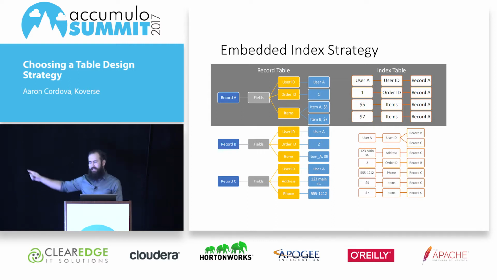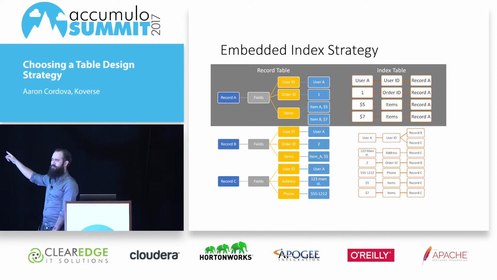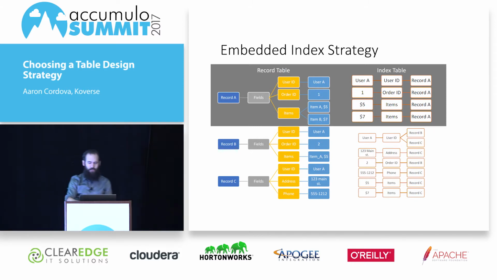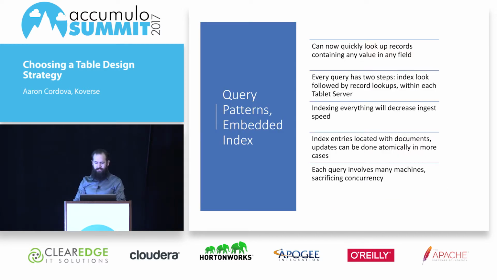Here, the index entries are not the rows in my table. So you have to send the query to potentially, naively, every tablet server in your cluster, and ask them, for all the documents you're in charge of, do any of them match this query criteria? And then go to the next one. You can do that all at once. If you do, though, each query involves many machines, which sacrifices concurrency quite a bit. So you're throwing a lot of hardware at every query, which means you can do fewer queries per cluster per second.